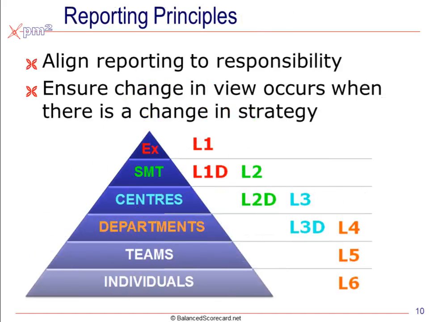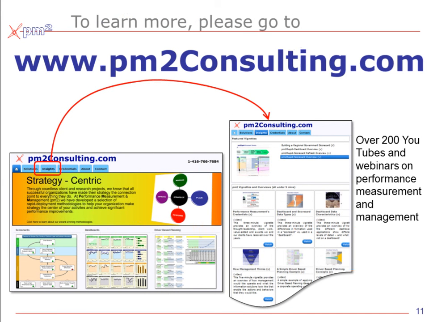So this framework is what allows us to make sure that we've aligned the reporting to the responsibility, and secondly, making sure that I understand as I move from L1 to L2, I need to take a different view of that to understand the strategic imperatives at the SMT level or at the center level and so forth. Again, this is just a quick flyby. There's 5 or 6 core concepts.